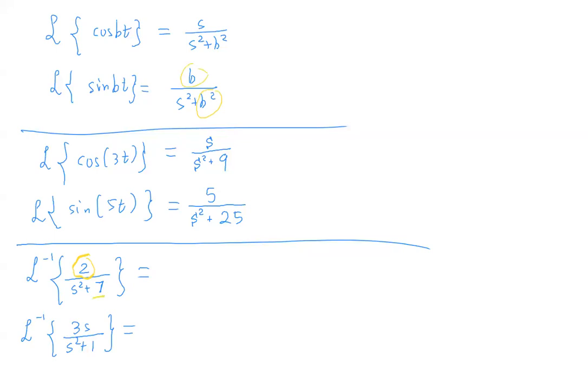So you have this 7. 7 has to be the square. So 7 is the square of what? The answer is the square root of 7. So you need to rewrite this as s squared plus square root of 7 squared, right? And then you need the square root of 7 on the top, which means you should multiply and divide by it. So that will be 2 over square root of 7, and now the answer is going to be 2 over square root of 7 times sine of square root of 7 t.